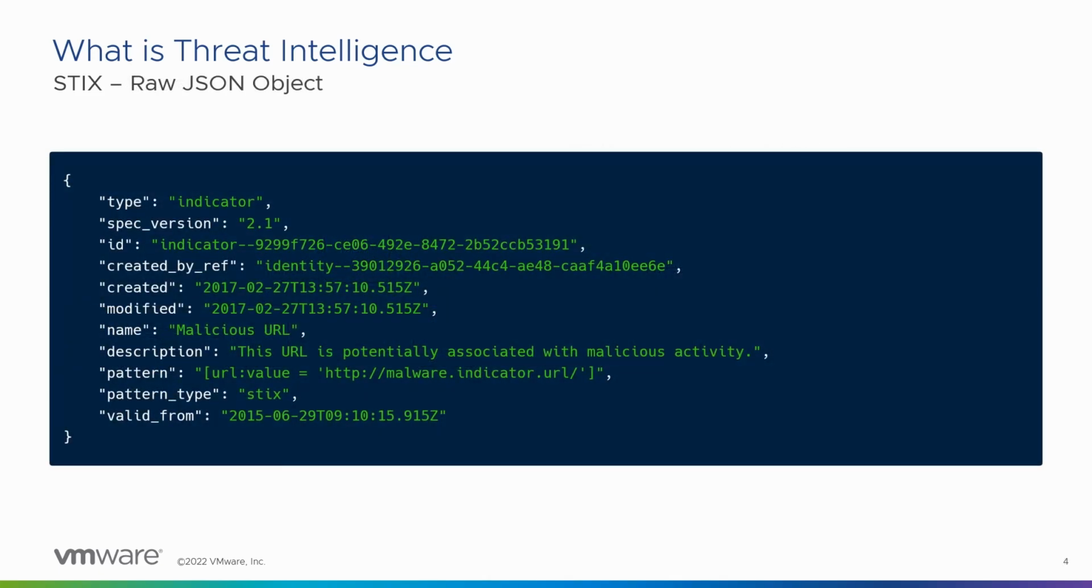So here is what an indicator object looks like in its JSON schema. You can see that it has a name of malicious URL, and the description is basically this URL is potentially associated with malicious activity. And in the pattern field, we have the URL in question. So in this case, it's malware.indicator.url. So from that indicator, we understand that this URL is malicious. And this is the indicator object in JSON.